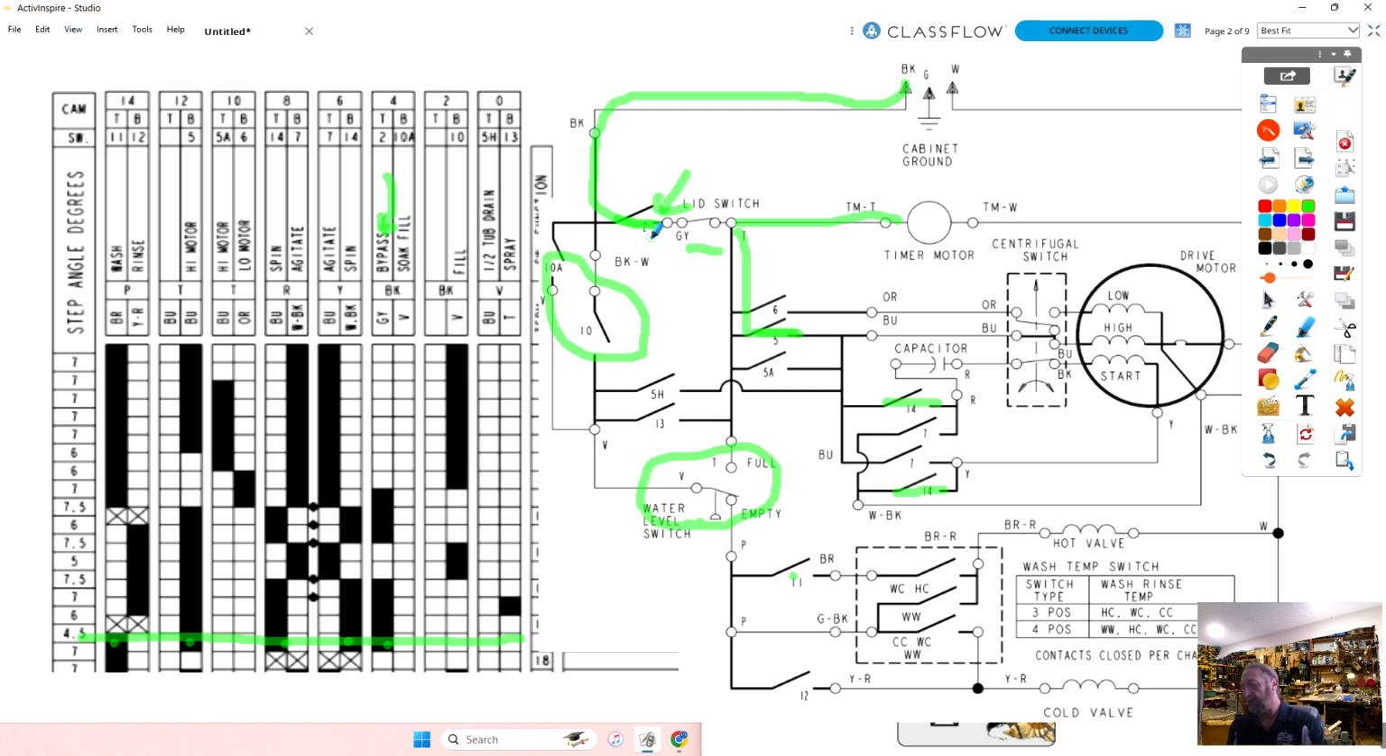Some of them have a solenoid or an actual motor driven mechanism that will lock the door, similar to a self-clean oven. Very few people use that, but the wax motors are more common, or a solenoid is the most common on some of these manufacturers. So let's get back to this machine.